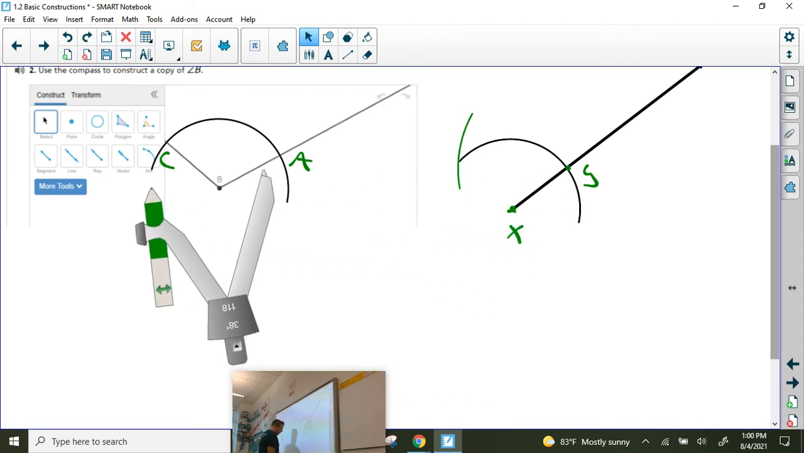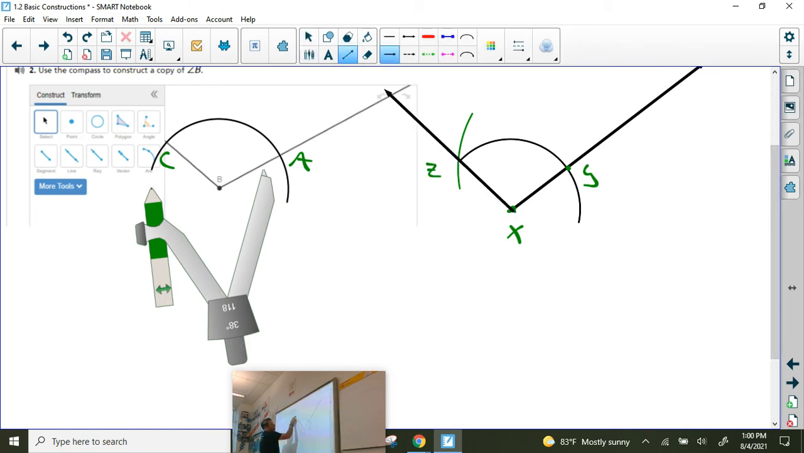So as you notice, I barely made an intersection there. If I had to, I could always go back and redo that one, but I barely made it. There you go. We copied an angle. Hopefully you guys are getting that. Okay.